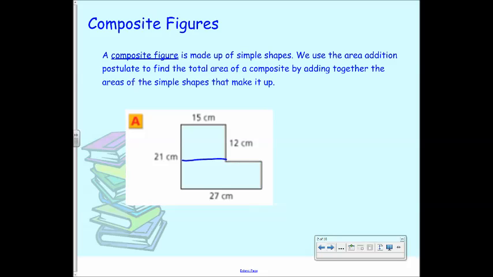It's a rectangle. What's the base? 15. What's the height? 12. So how would you find the area? Okay, so what's 15 times 12? 180. 180. All right, what about this one?